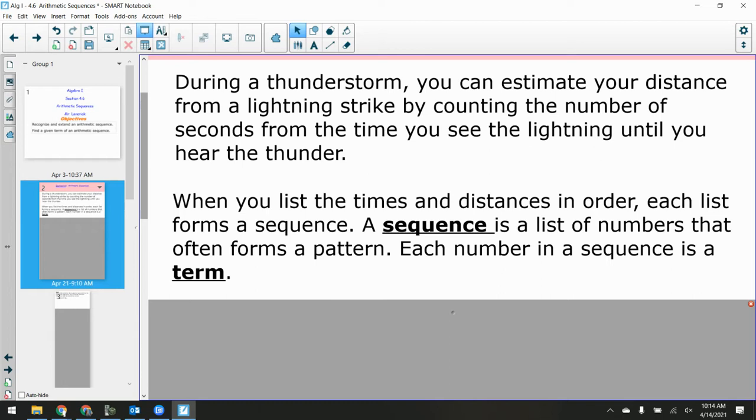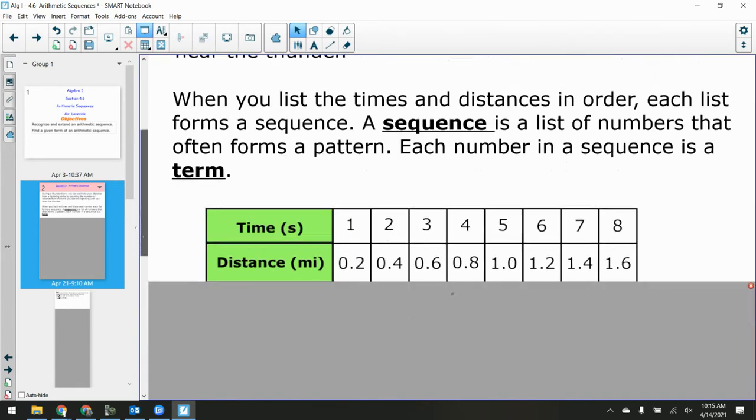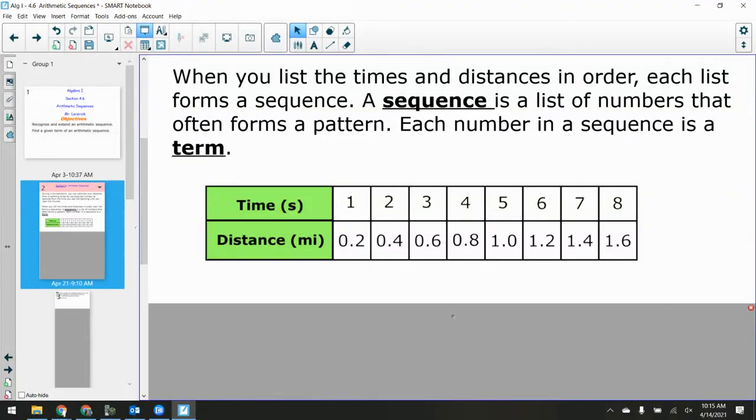Now, sequences have patterns. Just like equations have patterns, you can say, how does the x value relate to the y value? And you can create a pattern based off of that. A sequence has patterns as well. By definition, a sequence is a list of numbers that often forms a pattern. Each place in a sequence is called a term of that sequence. So take a look at the table here. What is the pattern that you see within that sequence?